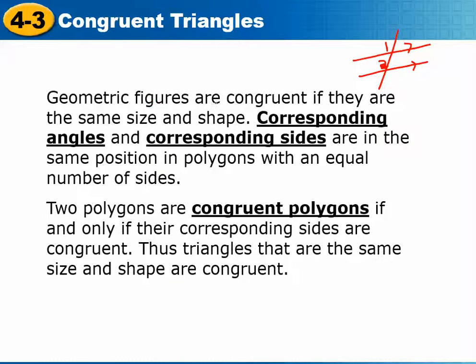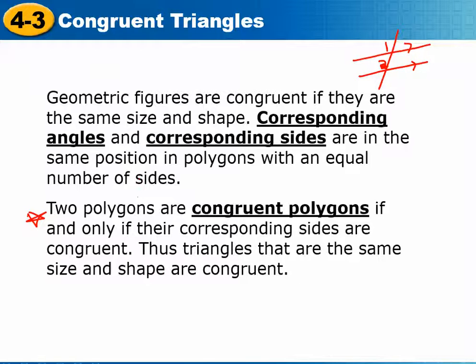So geometric figures are congruent if they are the same size and shape. Corresponding angles and corresponding sides are in the same position in polygons with an equal number of sides. Okay, this is important. 2 polygons are congruent polygons if and only if their corresponding sides are congruent. So they have to have congruent corresponding sides. Triangles that are the same size and shape are congruent.